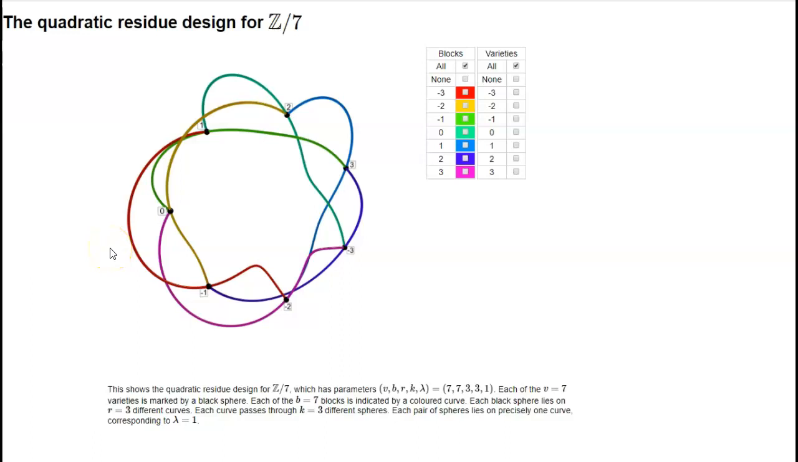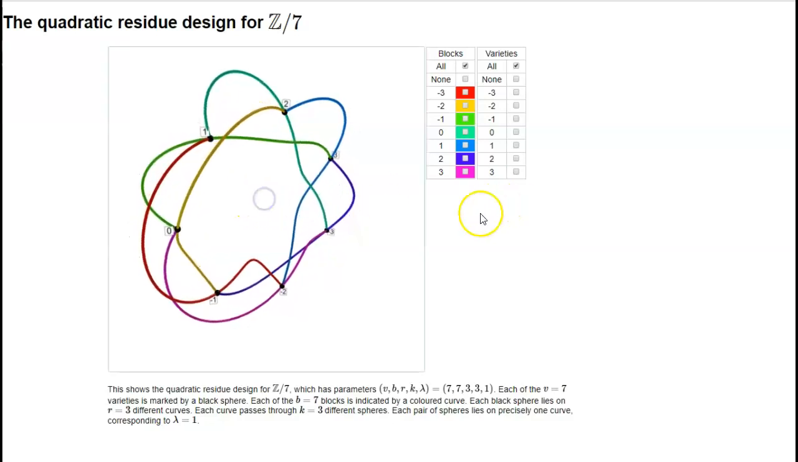Here's another example of a block design. This is the quadratic residue design modulo 7. A full theory of this is discussed in the lecture notes. So again, we've got a set of blocks and a set of varieties.